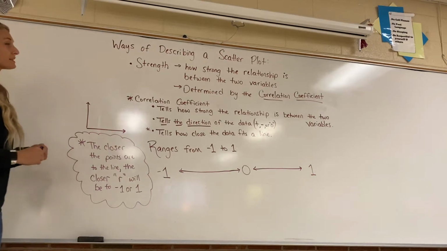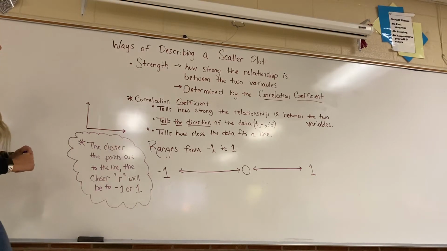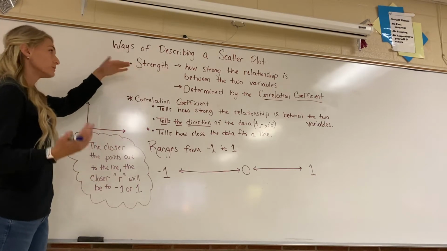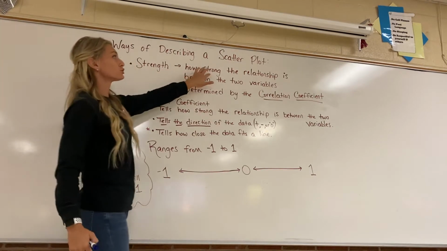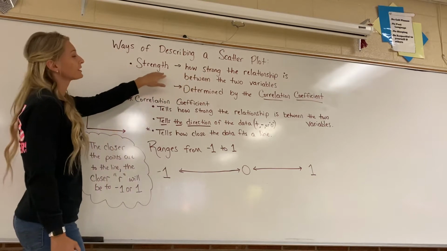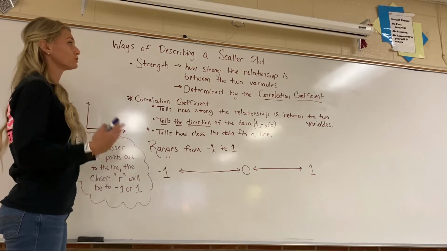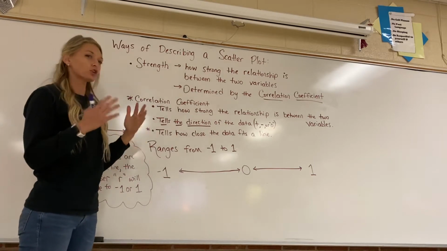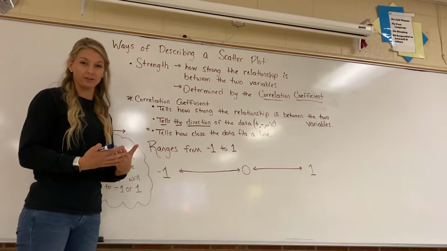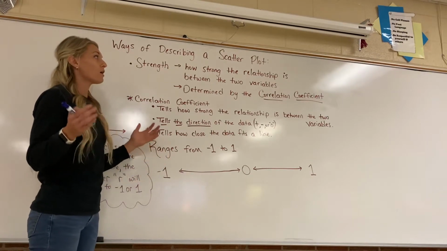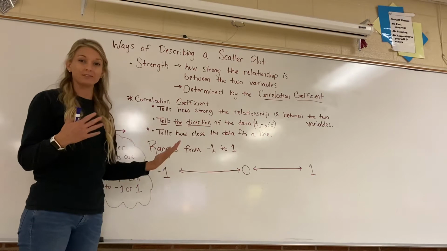Okay, so the last thing that we're going to talk about today is how to describe a scatter plot in terms of the strength. And so, obviously it's going to be how strong something is. So strength is how strong the relationship is between those two variables. How much are they affecting each other, in other words? Because remember, that's what we're looking at, how much are they related.